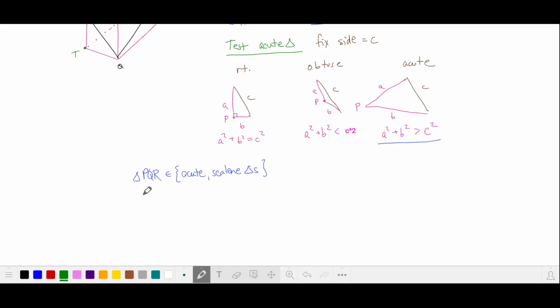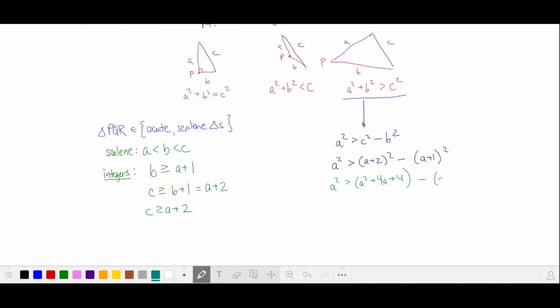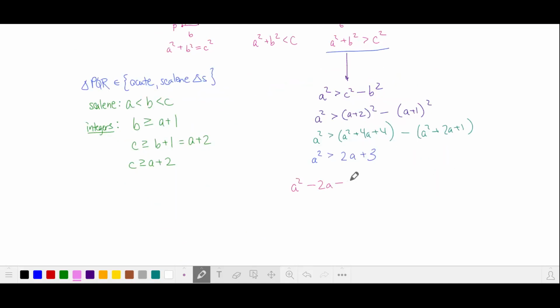Since it's also scalene, without loss of generality, let's just say our 3 side lengths are a, b, and c in increasing order. And since our 3 side lengths are integers, we must have b is greater than or equal to a plus 1. C must be greater than or equal to b plus 1, which is a plus 2. So we'll plug this in for C and B. We'll FOIL these out and combine like terms. We'll gather all the terms on one side, and this is easy to factor.